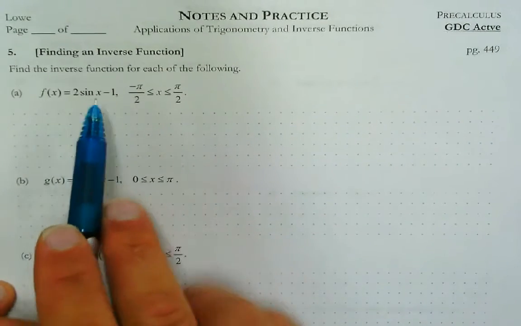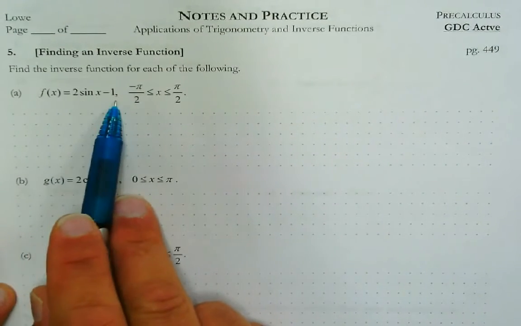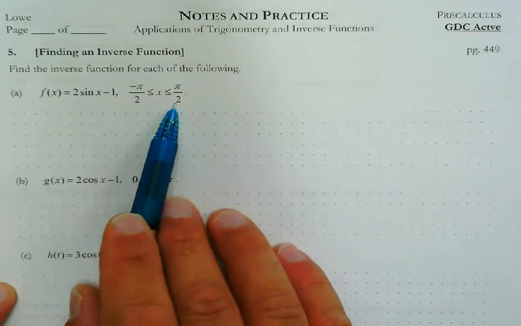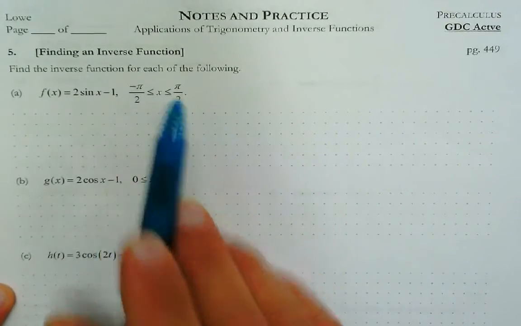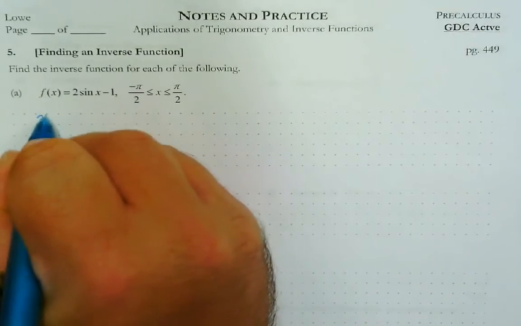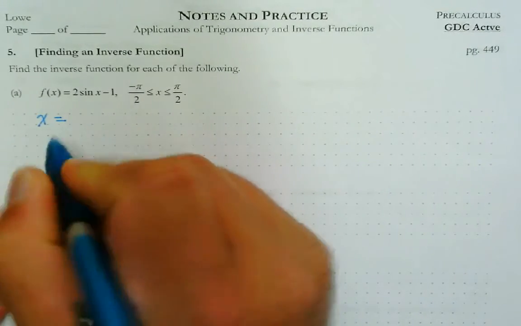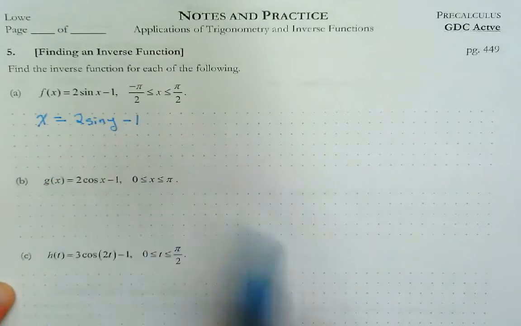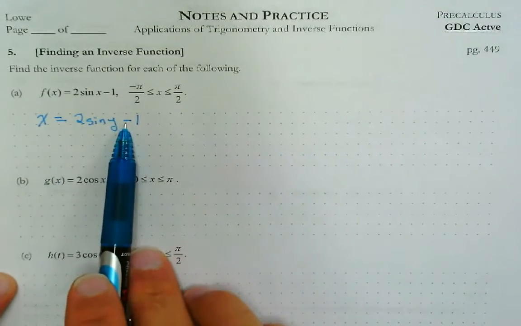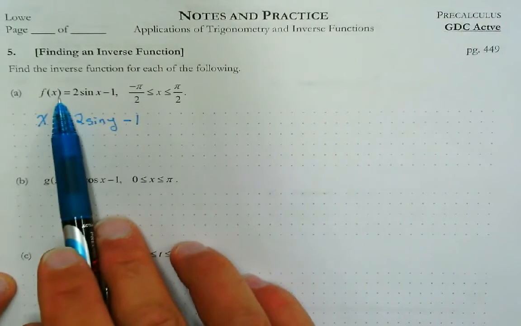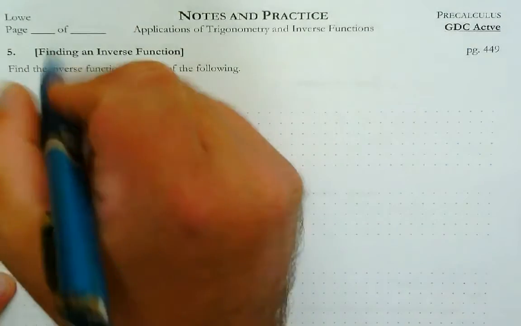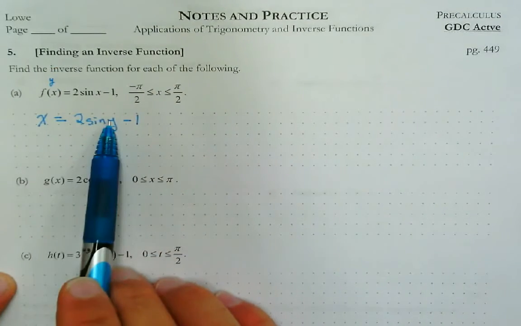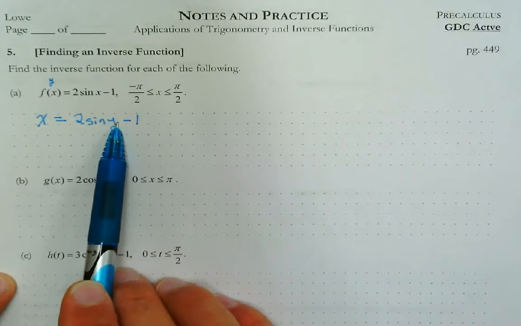Well, if I have my function is 2 sine x minus 1, and notice the restricted domain so that this function is 1 to 1, then I have that x is going to be equal to 2 sine of y minus 1 if I want to start the process of finding the inverse. Because all I'm going to do is switch. If I think of this as y equals, I'm just switching the x and the y. And now I'm going to solve for y.